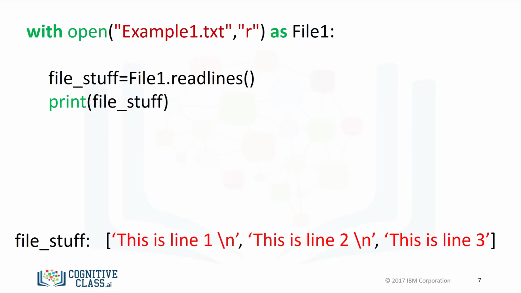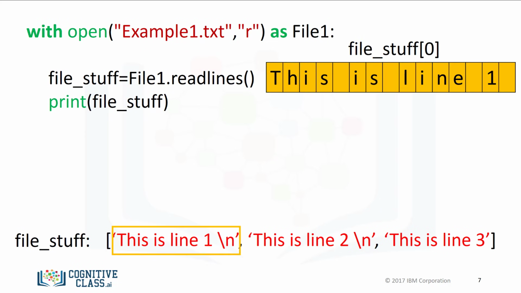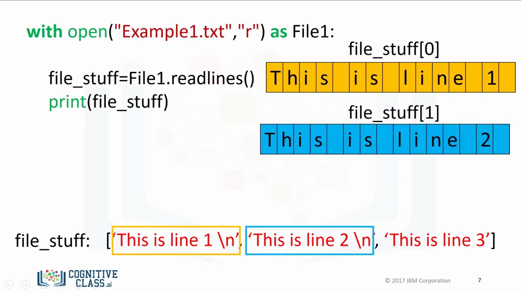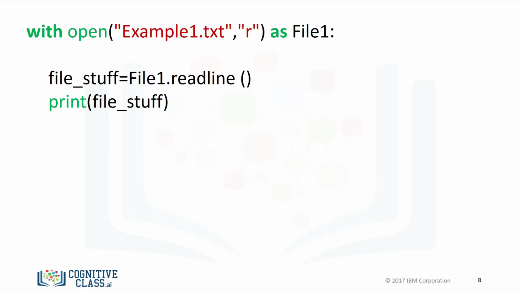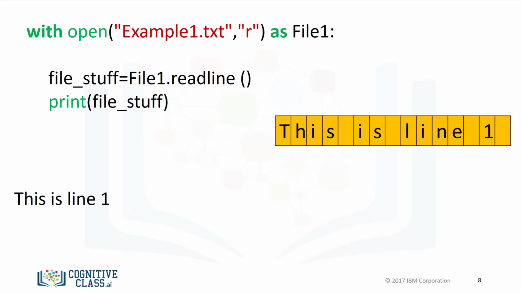We can output every line as an element in a list using the method readLines. The first line corresponds to the first element in the list. The second line corresponds to the second element in the list, and so on. We can use the method readLine to read the first line of the file. If we run this command, it will store the first line in the variable file_stuff, then print the first line.